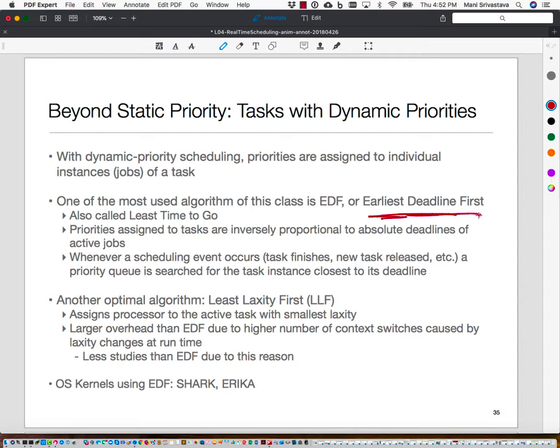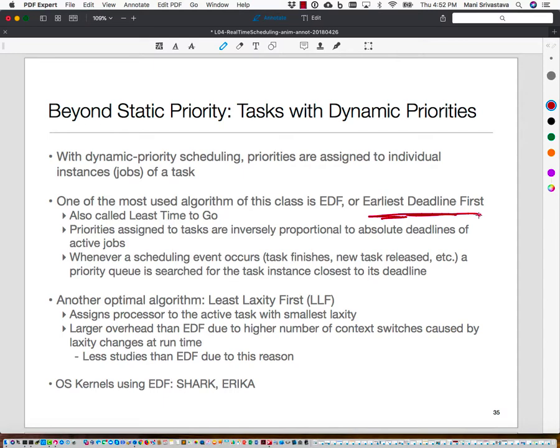Because as the task is running, the relative laxity can change. Somewhere along the middle of the execution of a task, you may change the priority. You'll have to switch the task. So this one is almost impossible for an OS to do meaningfully. It will have to do a lot of tracking.